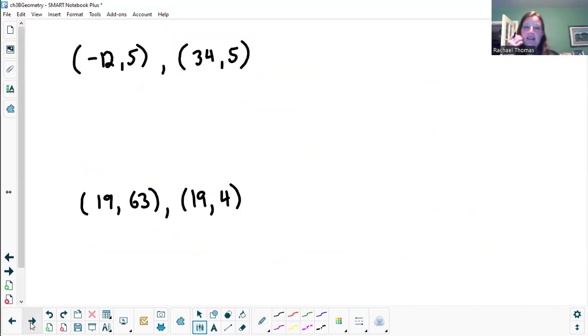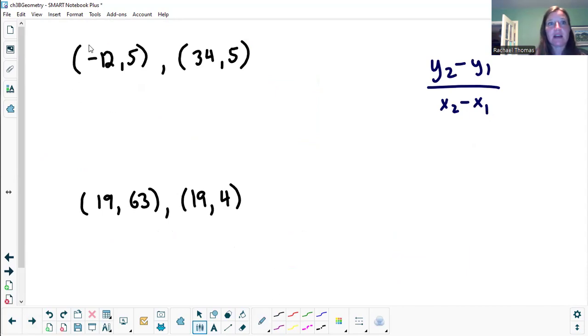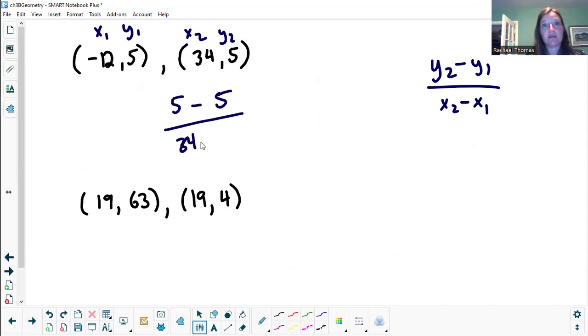Now, sometimes things happen. We're not going to go too far away from our rule, y2 minus y1 over x2 minus x1. This formula is always reliable, but sometimes some funky things happen, and let's see what happens when they do. Okay, y2 is 5, y1 is 5, minus x2 minus x1. All right, 5 minus 5 is 0. It doesn't really matter what this thing is at all on the bottom, but let's figure out 34, take away -12. It's like adding 12, 46.